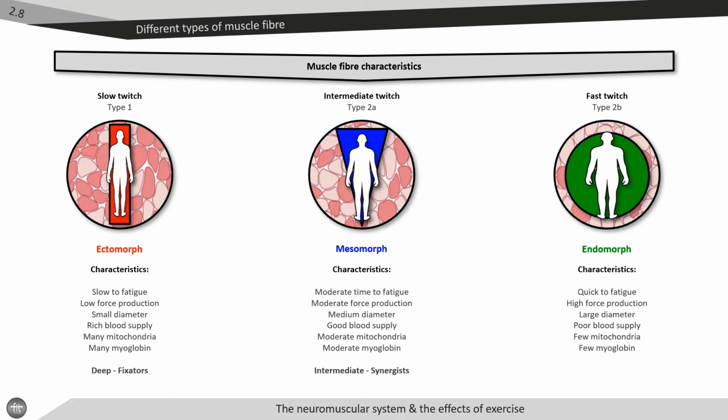This makes fast twitch fibres more suited for superficial muscles, which are used in global powerful movements, such as the agonist prime movers, like the quadriceps and hamstring groups, enabling rapid bursts of power required for running and jumping movements. Let's take a look at the effects of exercise on these three different muscle fibre types.